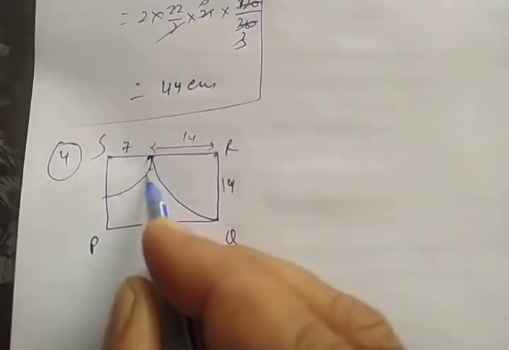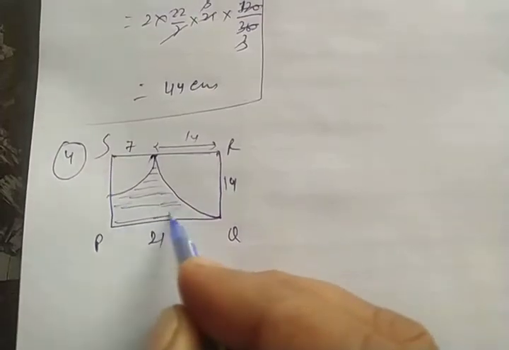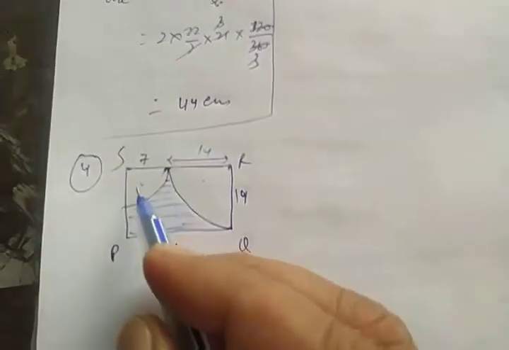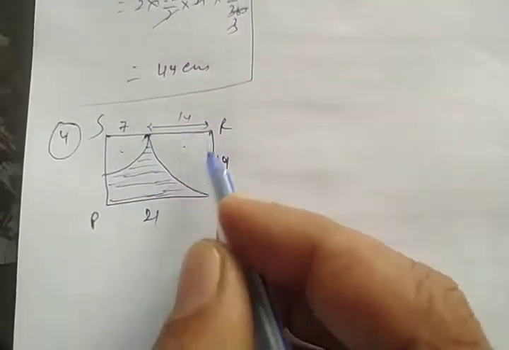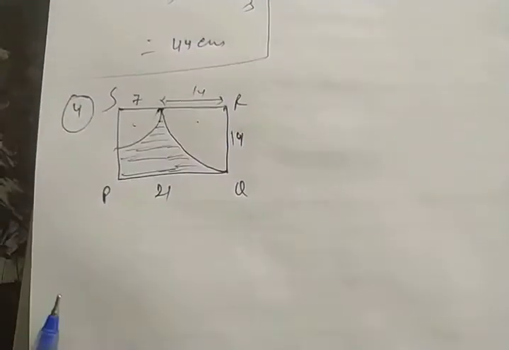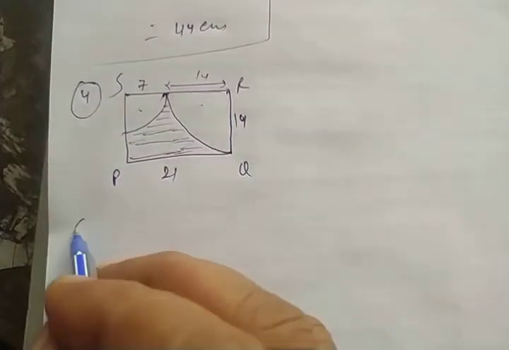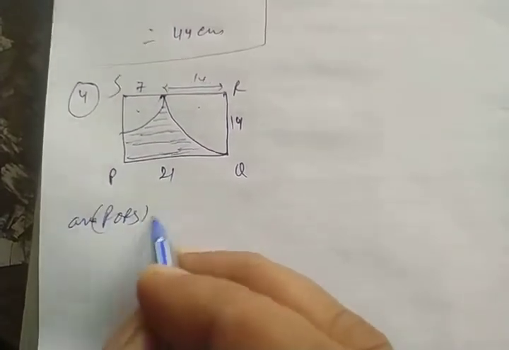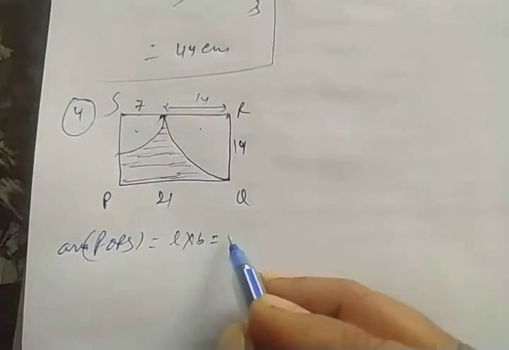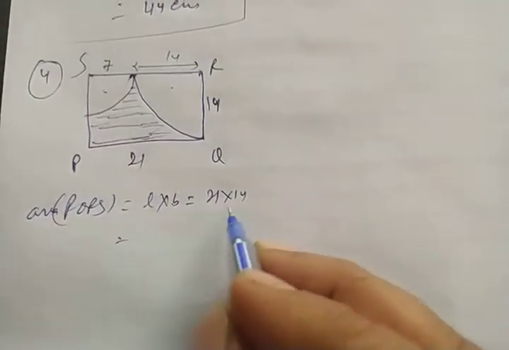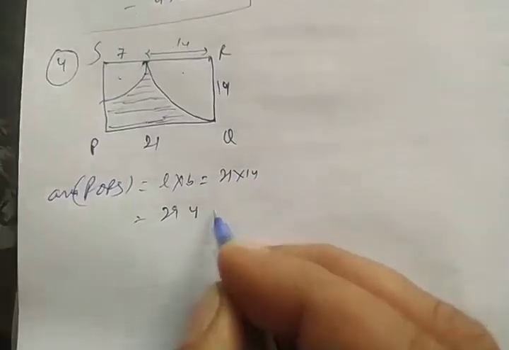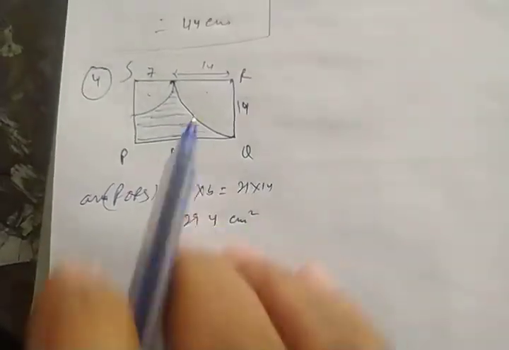Actually what you have to do is calculate the area of the whole rectangle and then the area of these two quadrants. You will have to subtract the area of these two quadrants from the area of the rectangle. Then only the required area will be left. Area PQRS is L into B. You can mention the formula, then put the values 21 into 14. Multiplying gives 294 centimeter square. This is the area of the whole rectangle.